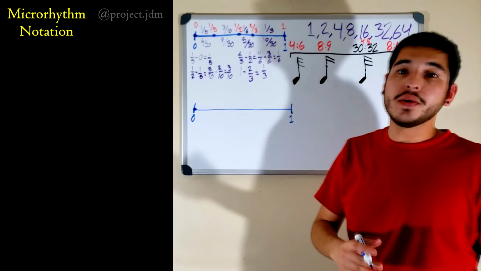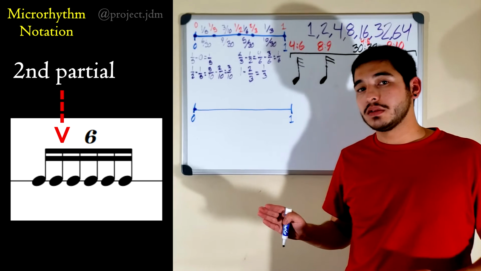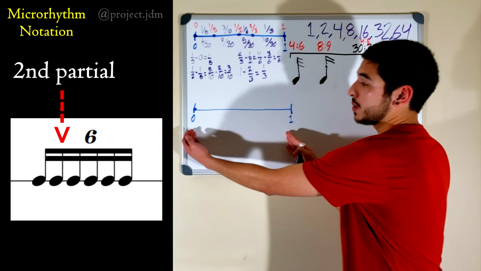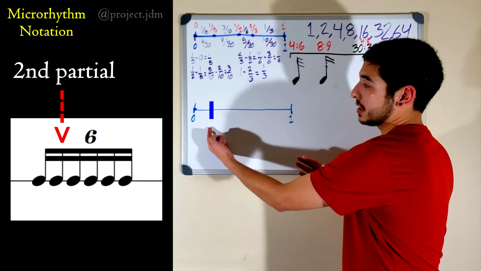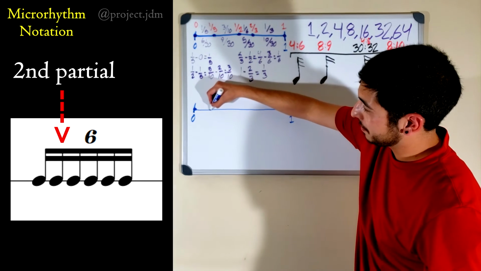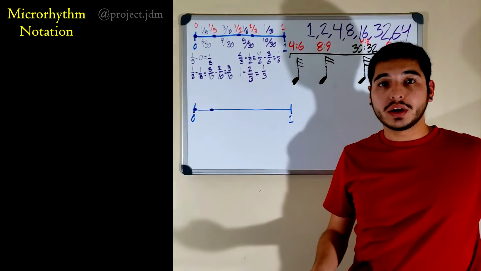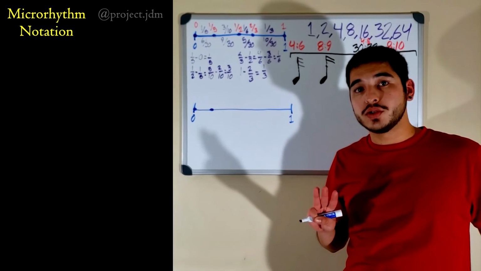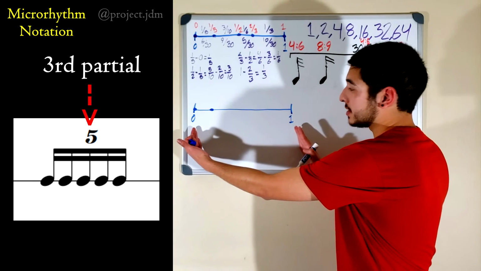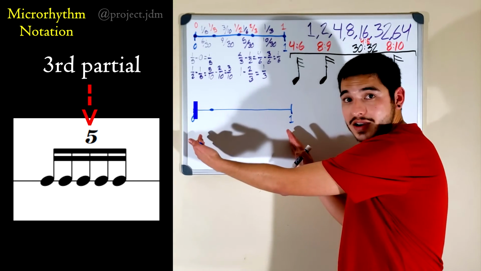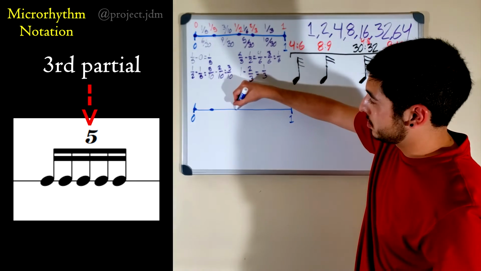The second note is where the second partial of a sextuplet would be. So for a sextuplet, we take the space, cut it into 6, and then we take the second guy, all right, here, approximately. For the third note, we're gonna say he is where the third partial of a quintuplet would be. So for a quintuplet, take the space, cut it into 5, and then move over to here.